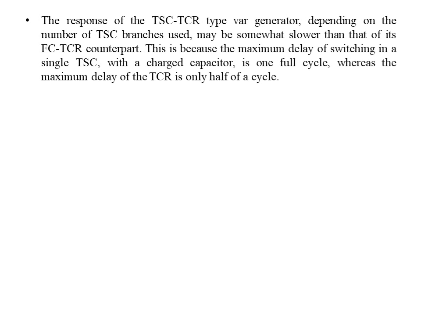The response of the TSC-TCR type var generator, depending upon the number of TSC branches used, may be somewhat slower than that of FC-TCR. If we compare the switching of FC-TCR, it will be faster as compared to TSC-TCR, since in TSC-TCR we have n branches of TSCs, and it is also possible to have n branches of TCR. So the switching response of TSC-TCR is somewhat slower than that of FC-TCR. This is because the maximum delay of switching in a single TSC with a charged capacitor is one full cycle, whereas the maximum delay of TCR is only half of a cycle.